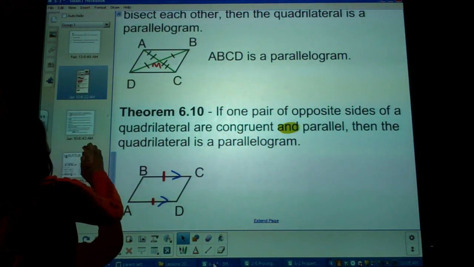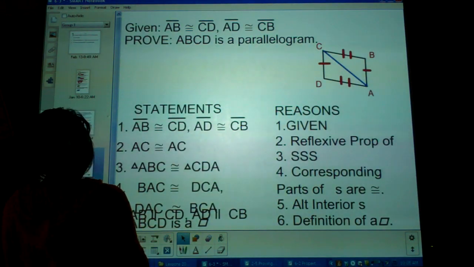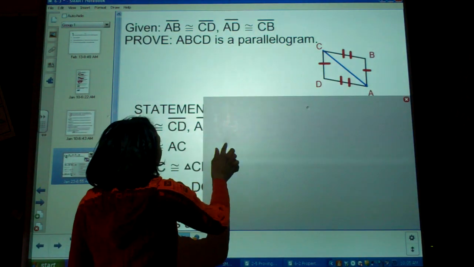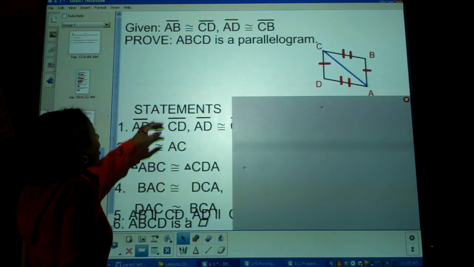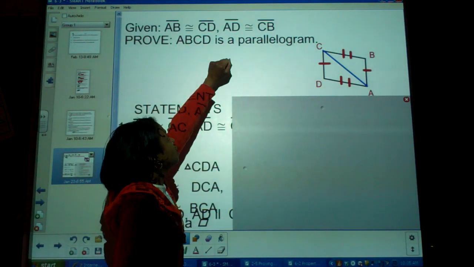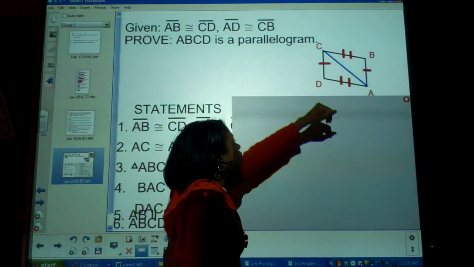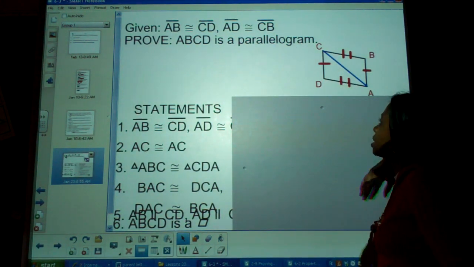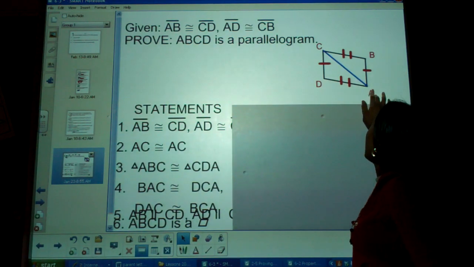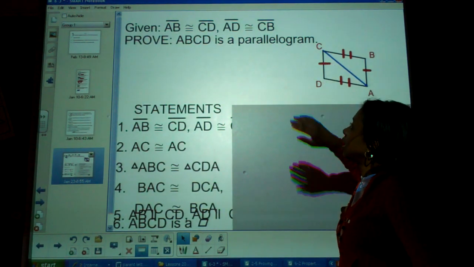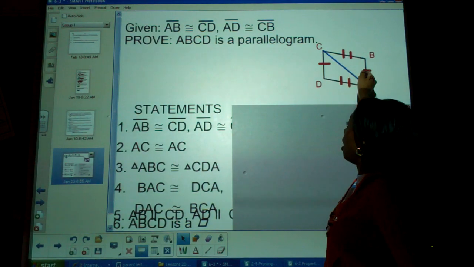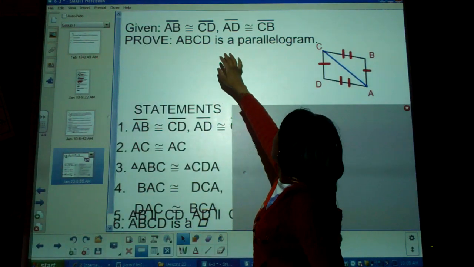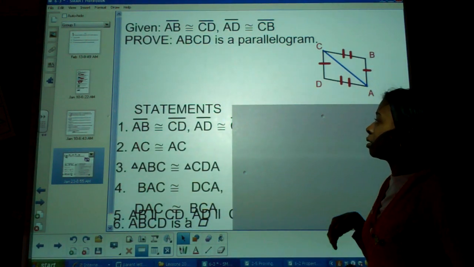So let's try a proof. I'm giving out the answer too soon. Here we have this parallelogram. We're given that segment AB is congruent to CD and AD is congruent to CB. If this particular example is in your book, it's marked that AB is congruent to CD, and I see that AD is congruent to CB. I need to prove that ABCD is a parallelogram.